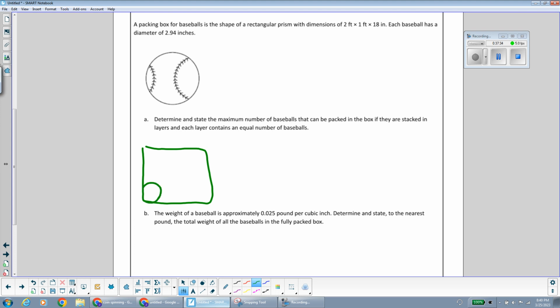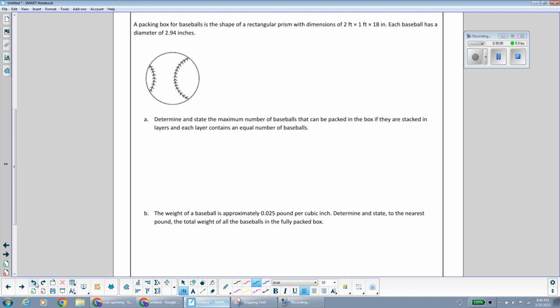So we want to see how many baseballs can be packed in the box if we're stacking them on top of each other in equal layers. So I don't know if there's going to be this many. I was just making a visual of it. Then we're actually going to find out how many baseballs can be stacked. So that's basically the idea of what we're looking for here.